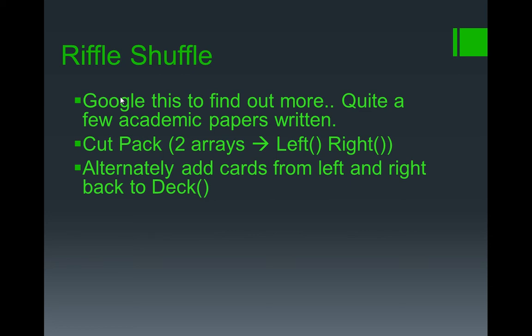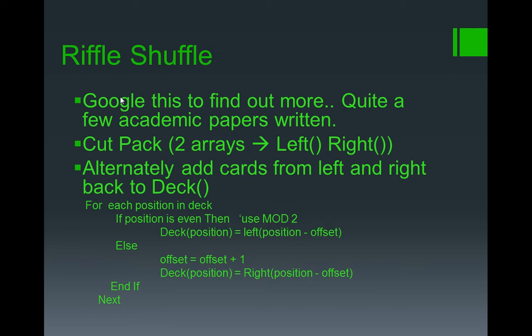So this is a perfect riffle, and this is roughly the pseudocode for it. I've written this in VB, but I don't want to give you the VB straight away. So basically, for each position of the deck, that's 52, you're going to say if it's an even number, and you can use mod 2 to work out whether it's even or odd, then you're going to put in a card from the left cut, and if it's an odd number, you're going to put in one from the right.